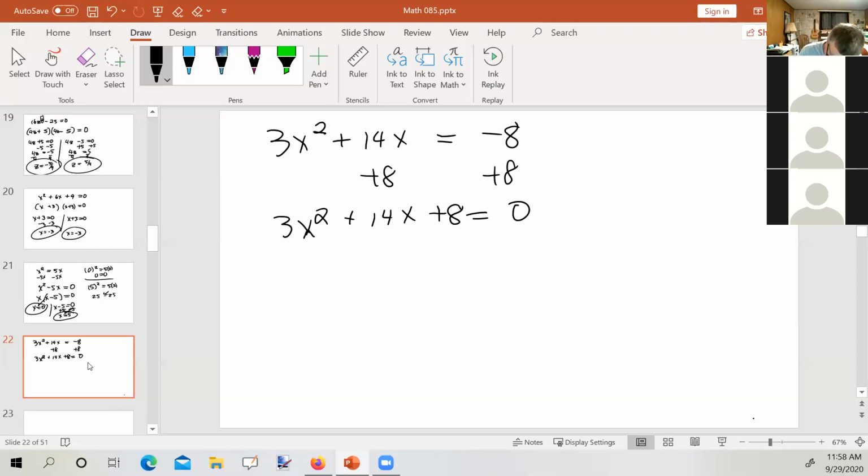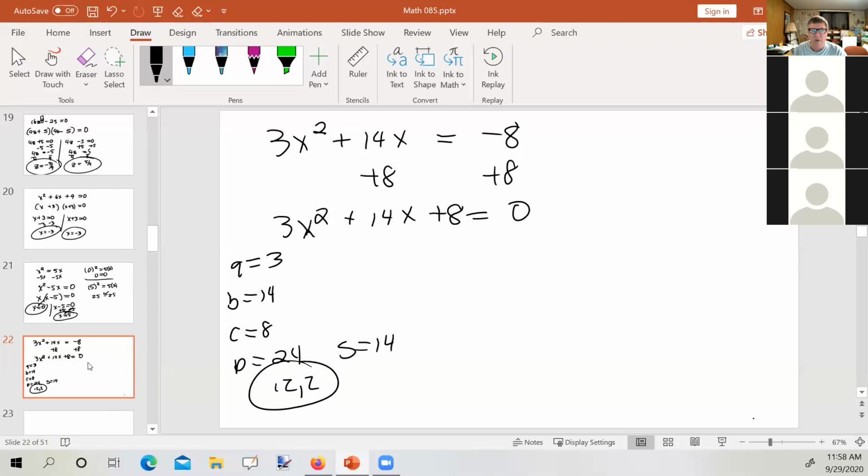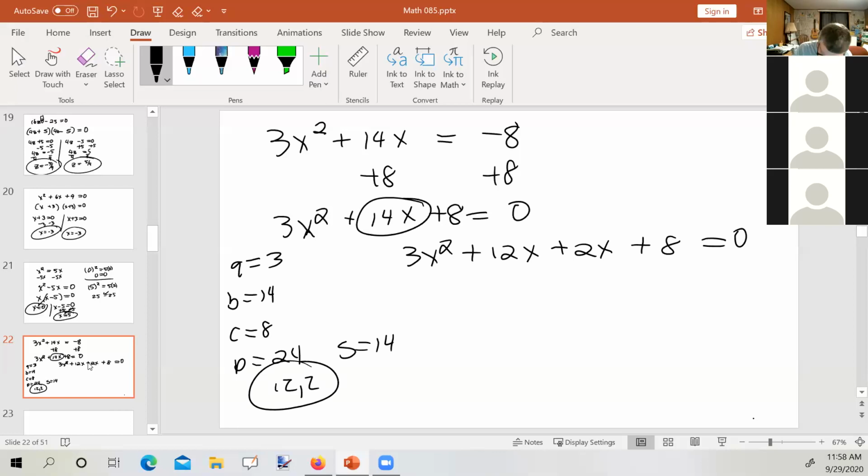All right. So A is 3, B is 14, C is 8. The product is 24. The sum is 14. The numbers are 12 and 2. 12 times 2 is 24. 12 plus 2 is 14. So now I've got 3x squared plus 12x plus 2x plus 8 equals 0. I'm taking the middle term and splitting it up into two separate terms whose coefficients are these two numbers, just like we did back in section 6.3.